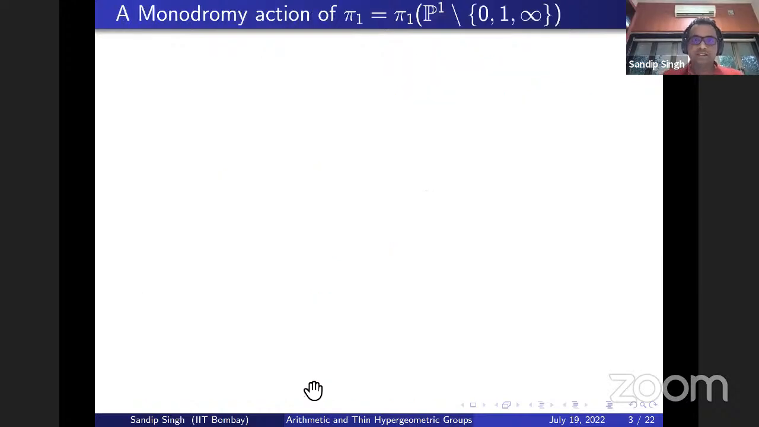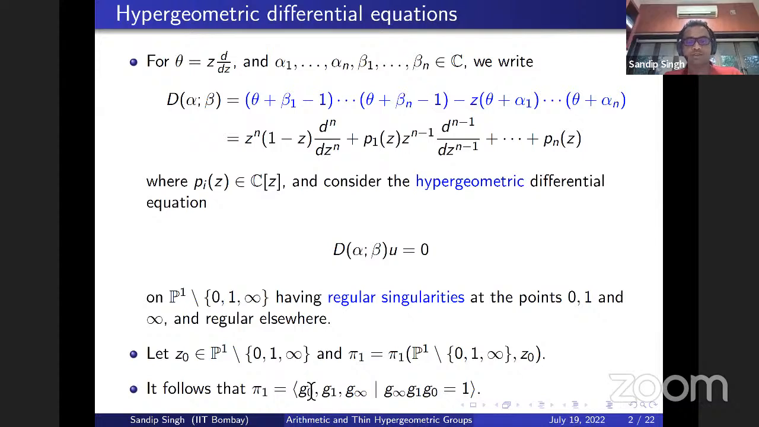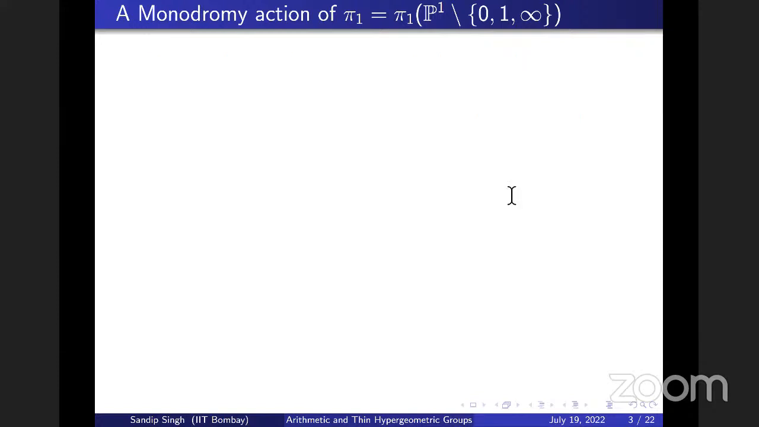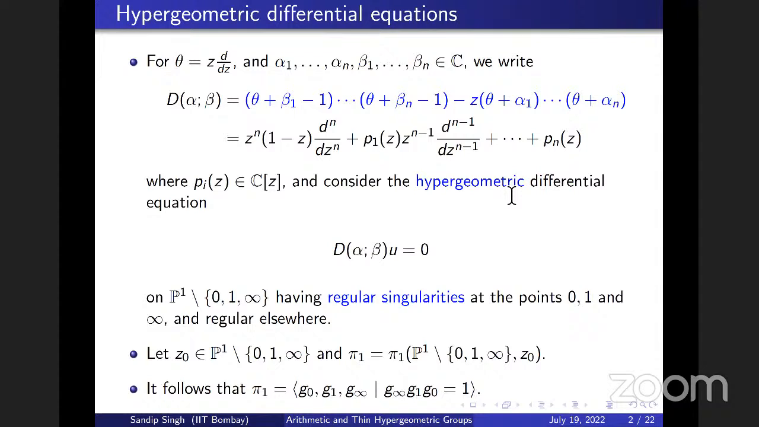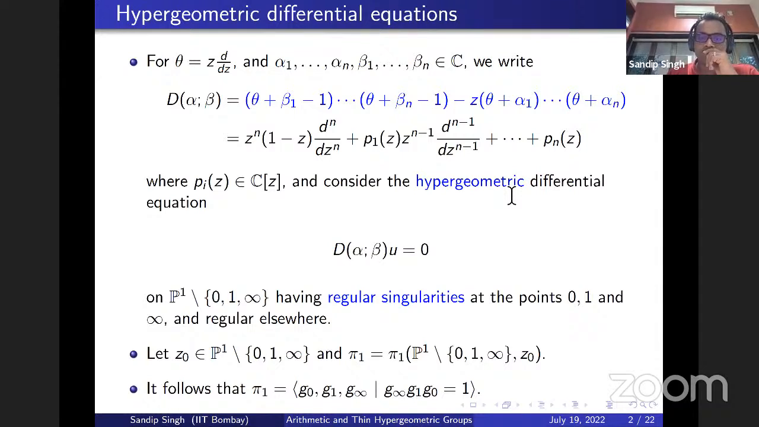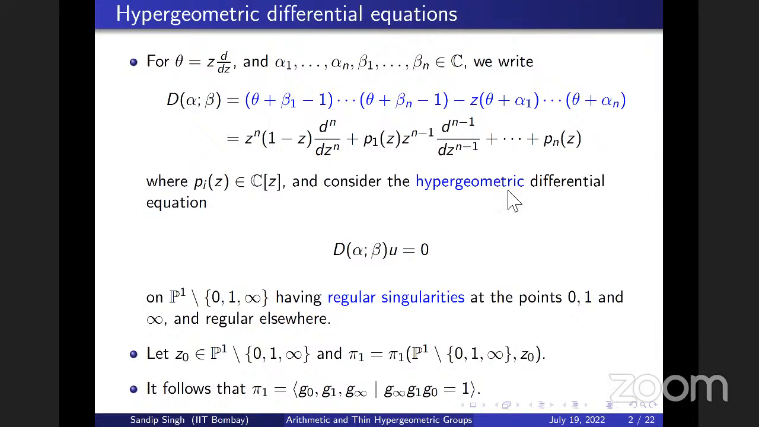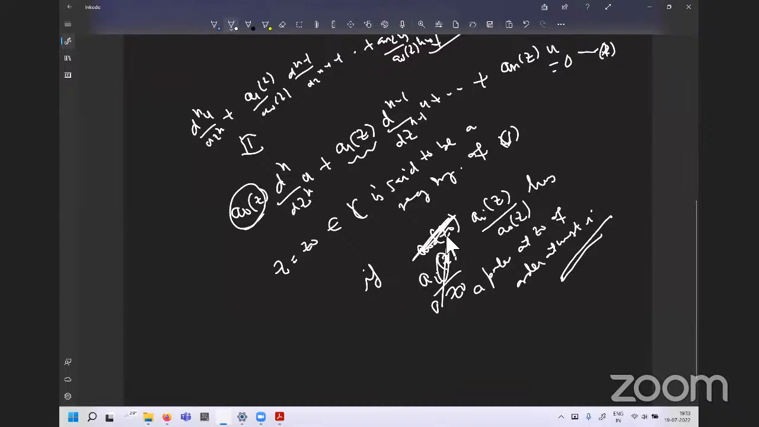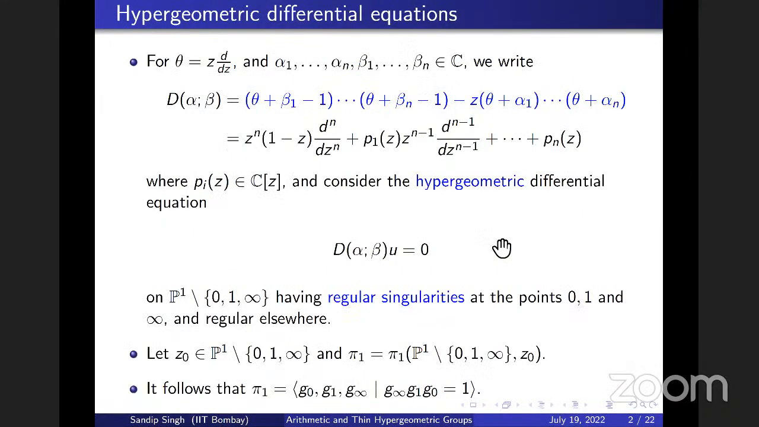So with this, we now define the monodromy action of this pi1, the fundamental group of P1 minus these 3 points, on the solution space of this hypergeometric differential equation. I just want to recall a thing: there is the classical Gauss hypergeometric equation, and you are here considering nth order. The regular singularity notion is the same, right? In that case n is equal to 2. The hypergeometric equation is defined like that, and all its singularities are regular.